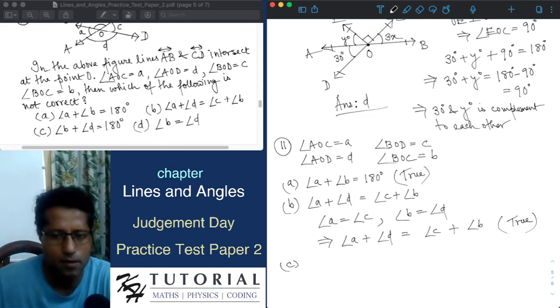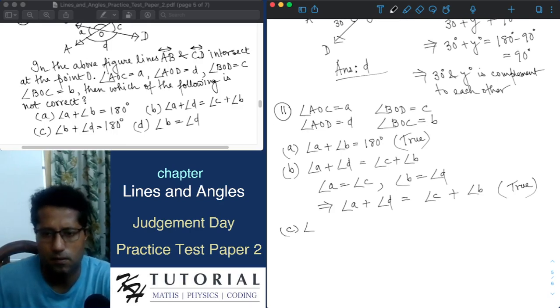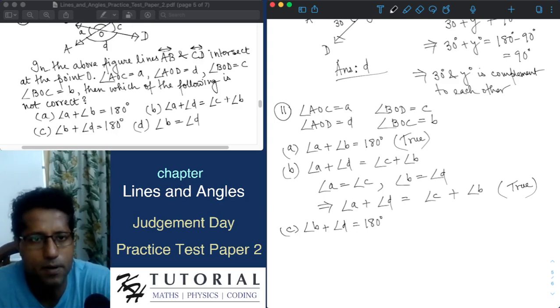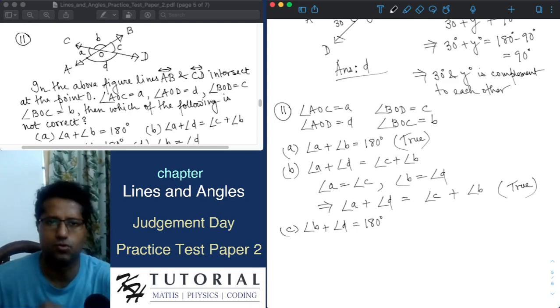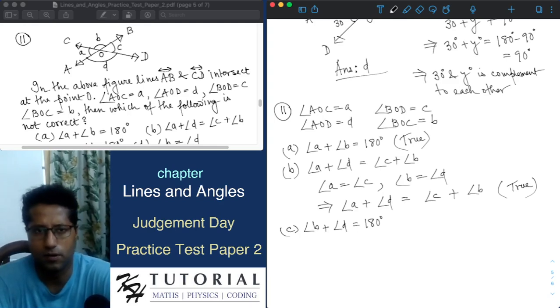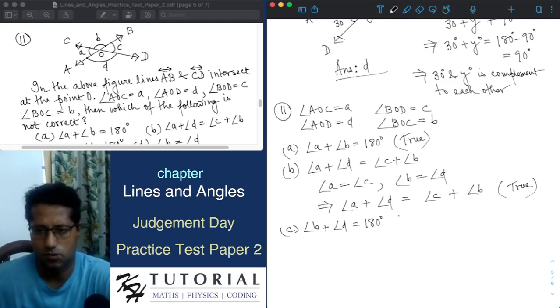Let's see choice C. Choice C is saying that angle B plus angle D equals 180 degrees. Angle B and angle D are supplementary angles. No, this is not necessarily true. Angle B and angle D are equal. They are vertically opposite angles, but it is not necessarily true that their sum will be 180 degrees. So this is false.